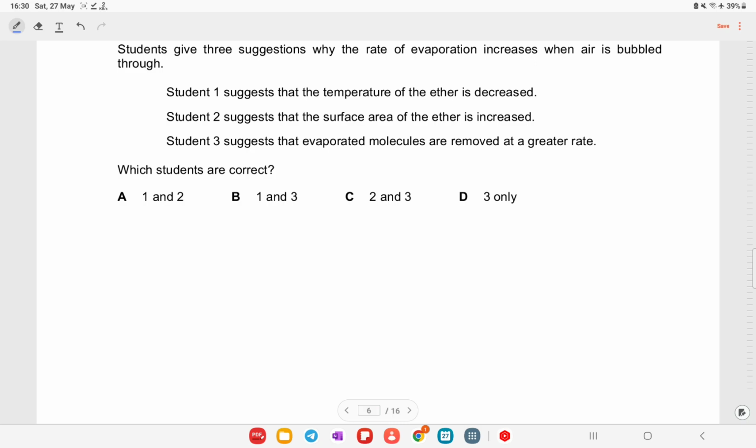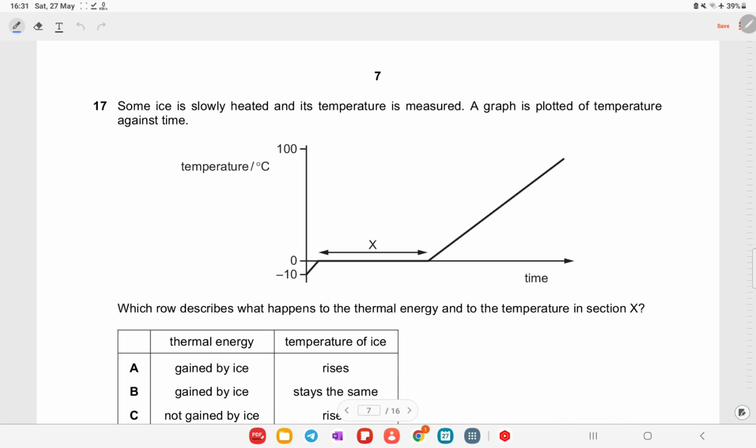Which students are correct? 1 and 2, no, this is not right. 1 and 3, let me check. No, so option C is going to be the right answer, because if you increase the surface area, that is going to increase the evaporation. So there are certain factors on which the evaporation is dependent, like surface area, the humidity in the air, or the temperature, and the surface area again, and there are certain parameters on which you can easily find it out.